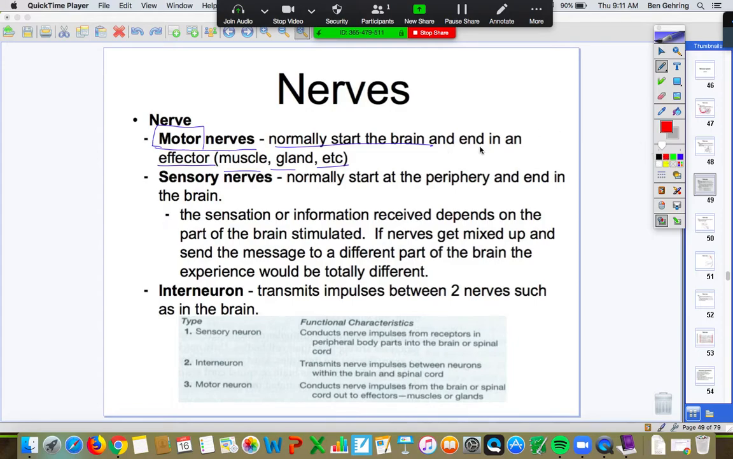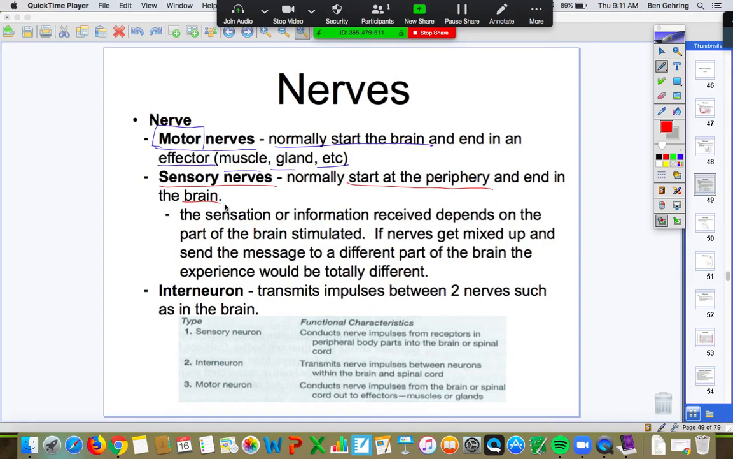On the flip side, you have sensory nerves. Motor nerves start in the brain and end at your effectors, whether it's your muscle, your gland, or what have you. Your sensory nerves usually start in the periphery, so they start with your body, your senses, and they end at your brain. This is where your five senses come in. Hearing is a sense, that's your periphery. Your ears are on the outside. They send the signal to your brain. Vision, your sight, is in the periphery, and it goes to your brain. Touch, again, starts in the periphery and goes to the brain.